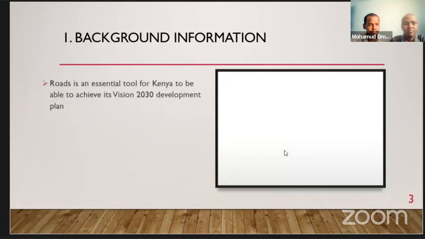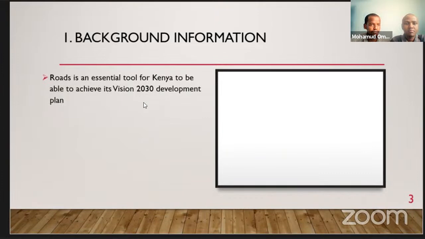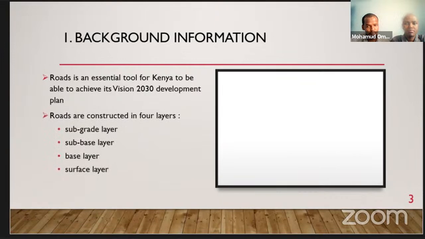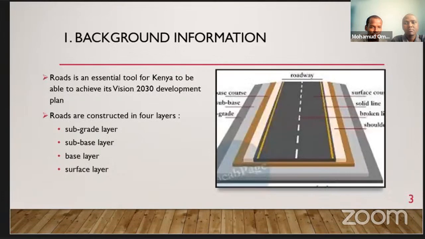So onto our background information. The road is an essential tool for Kenya to be able to achieve its Vision 2030 development plan. The construction of roads will facilitate the movement of goods and people from one location to another in a timely manner and overcome the friction of geographical space efficiently. Roads are constructed in four different layers: the subgrade layer, the subbase layer, the base layer, and finally, the surface layer. On our right-hand side, you can see a cross-section of the road.